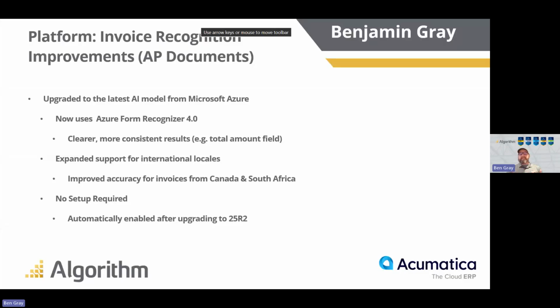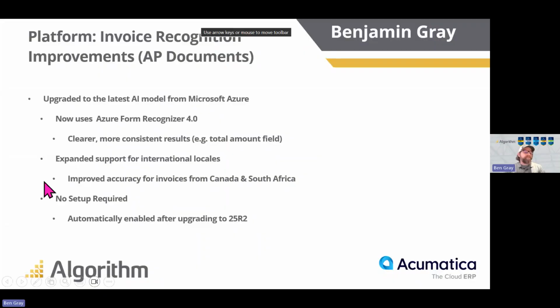This is really evident in the totals amount field. Anyone that's used the invoice recognition knows that's a little funky. It should be greatly improved with Form Recognizer 4.0. Additionally, they've expanded support for some international locales. So if you are processing invoices from Canada or South Africa, you'll see this. And then finally, it's really nice, there's no setup required for this. This is automatically enabled after you're upgrading to 25R2.